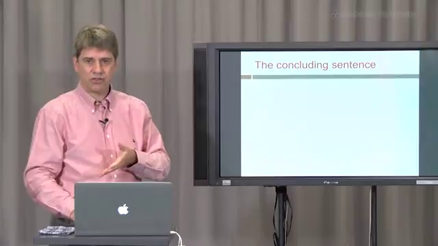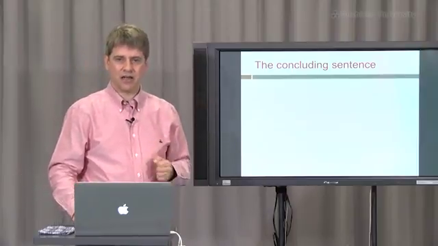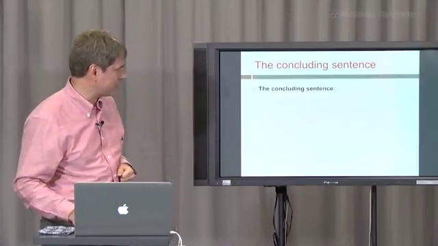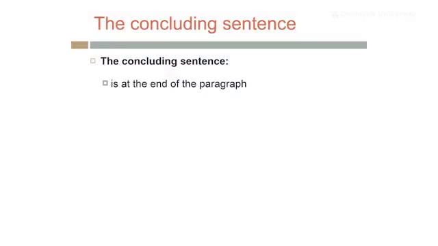Then you come to what's usually the last sentence of your paragraph, the concluding sentence. So what goes in a concluding sentence? Well, the conclusion. Where does it go? Well, it's a conclusion. It goes at the end. So probably no real surprise here. In most cases, it'll be the last sentence of the paragraph.